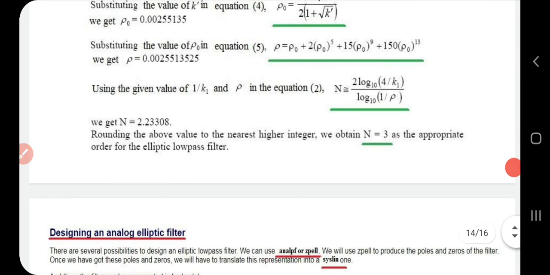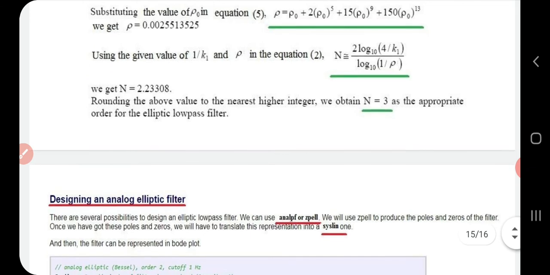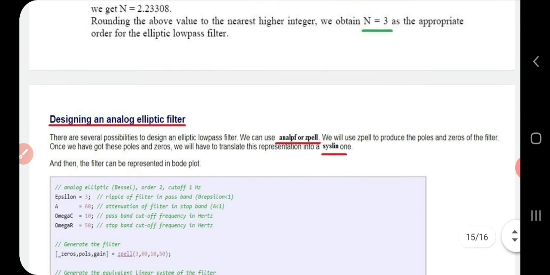Only, in the case of an elliptic filter, it is 2.2, but it cannot be a decimal, it has to be an integer. So the integer nearest to 2.2 we can write as 3. So 3 is the order of the filter.